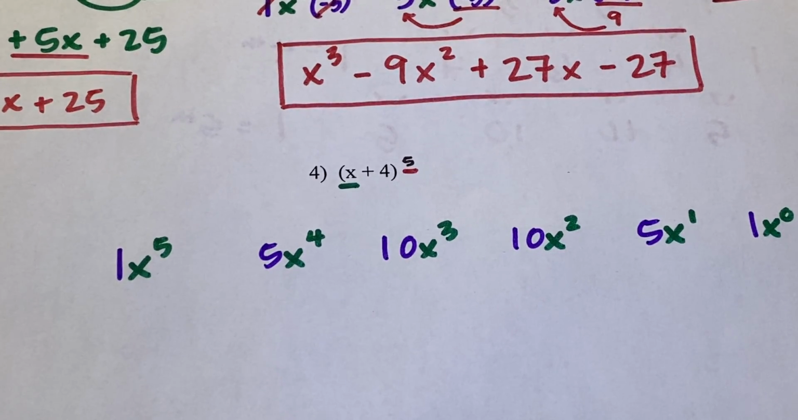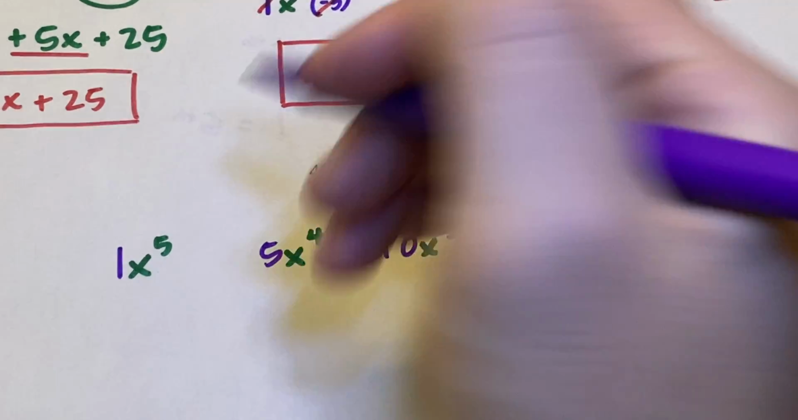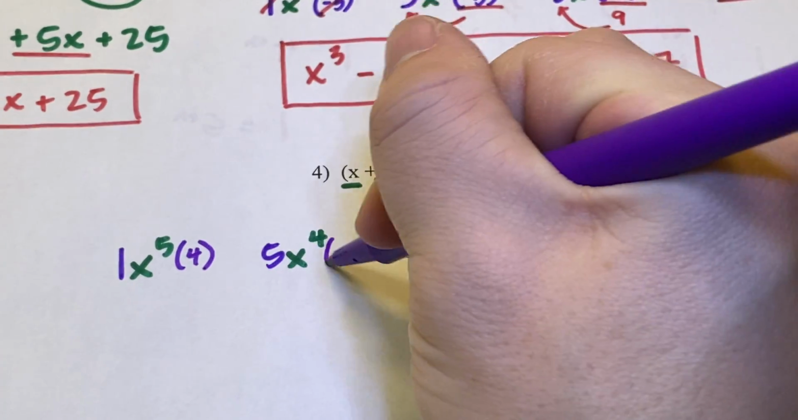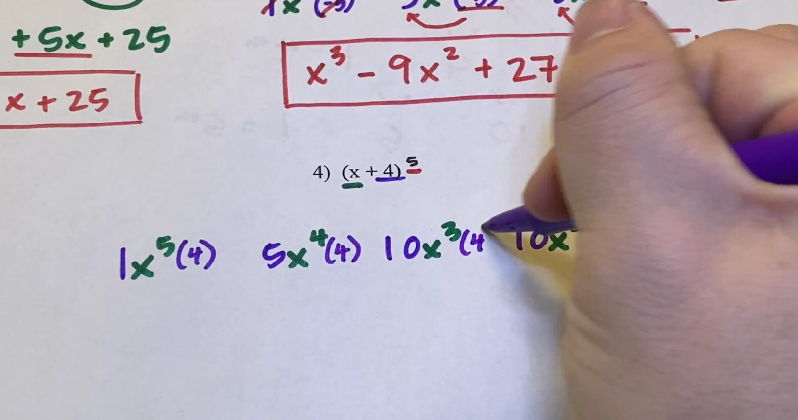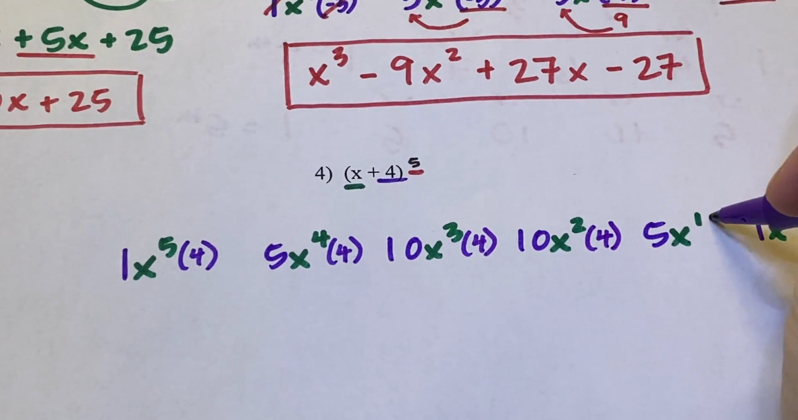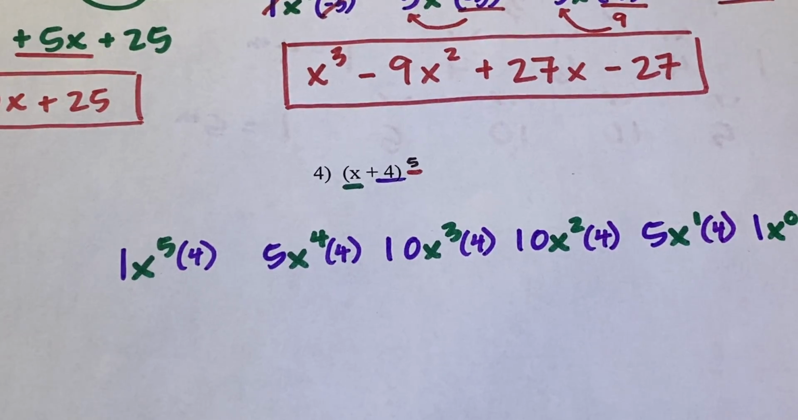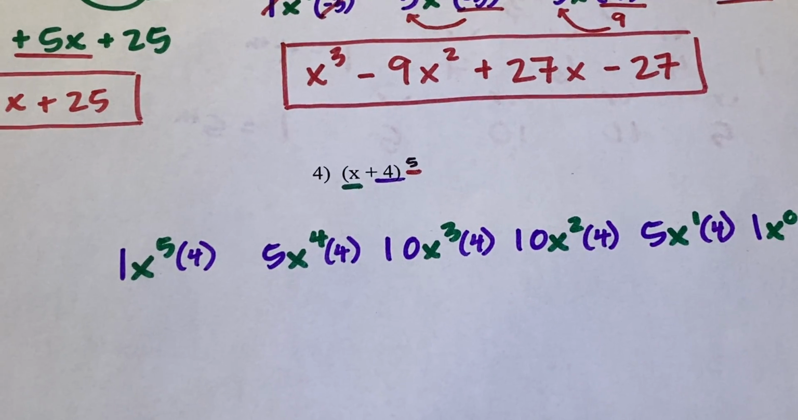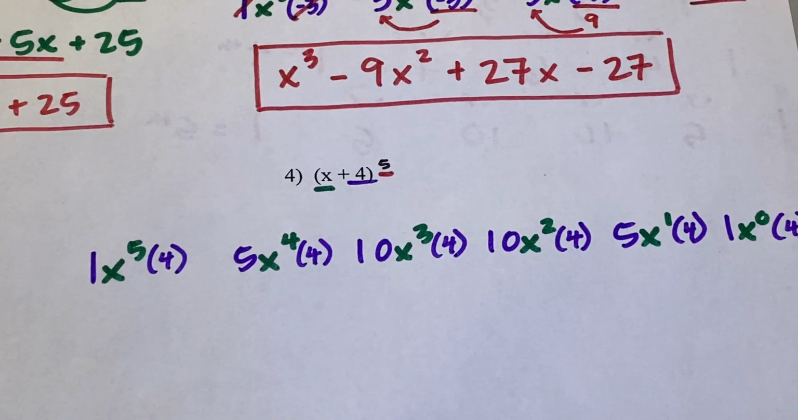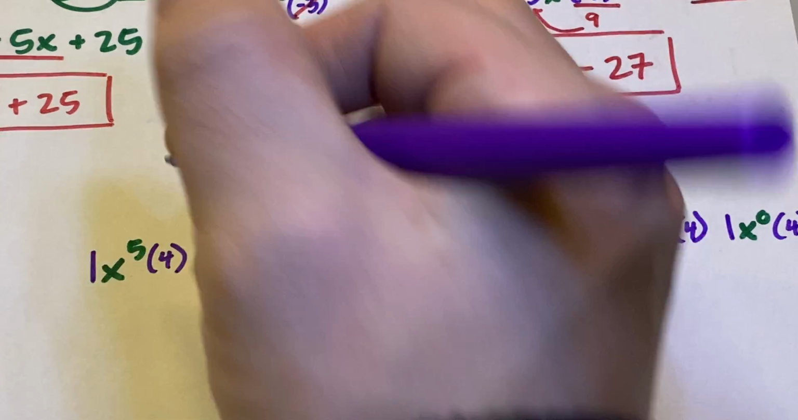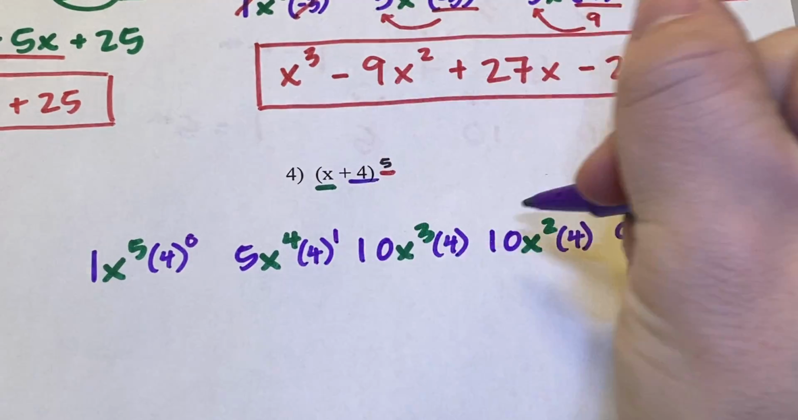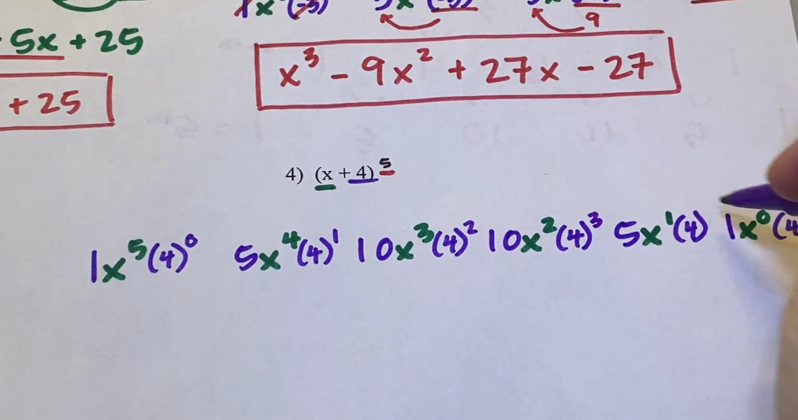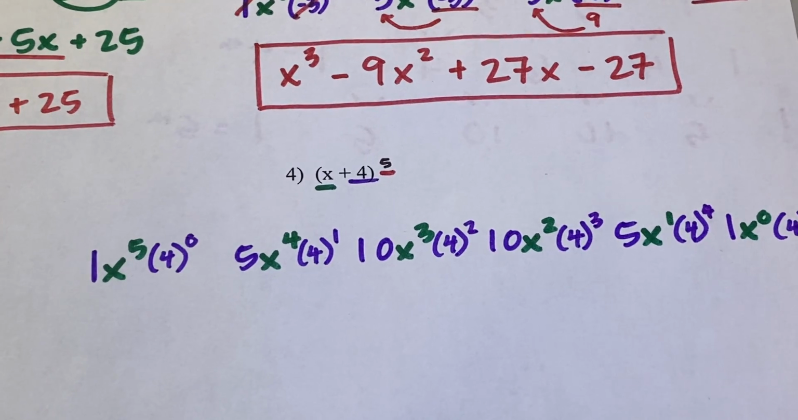What's my second term? Each one needs a second term. 4. So give them all a 4. 4, 4, 4, 4, and 4. You don't have to put the parentheses. I like putting the parentheses that says we're multiplying everything, right? Okay, then our second term starts with the lowest and goes high. So 0, 1, 2, 3, 4, 5.